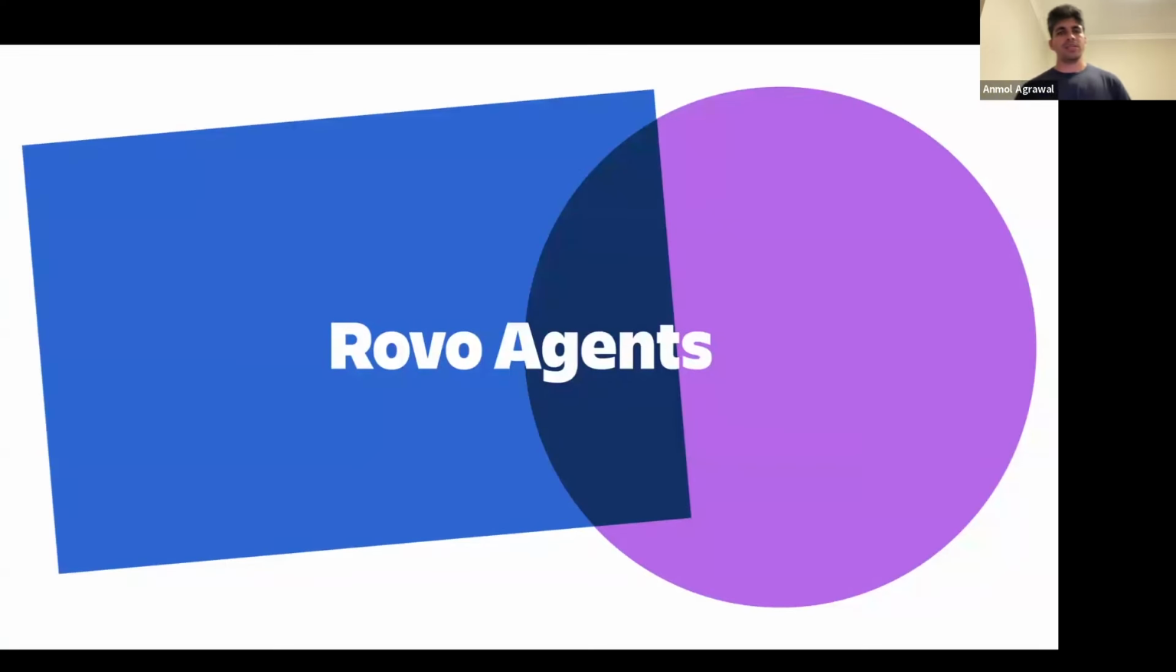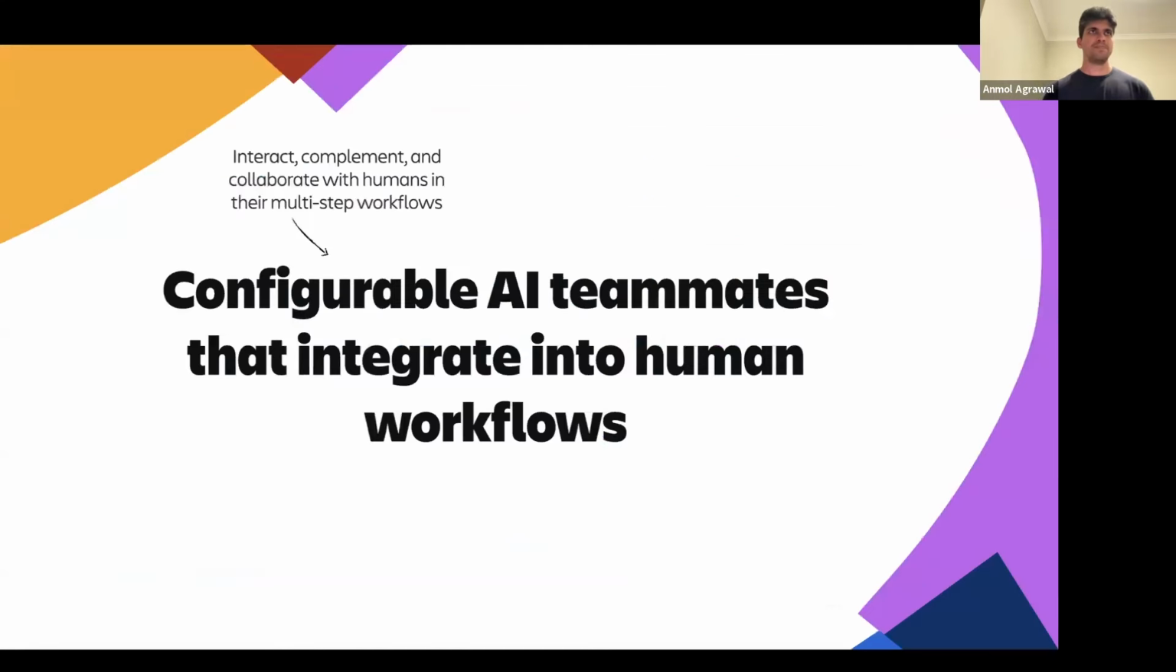All right, now that we have understood how AI agents work, we are going to go one layer deeper to learn about Rovo agents and what makes them special. So the idea of Rovo agents is that they become AI teammates, which are configurable as per individuals' or teams' needs and fit well into our workflows.